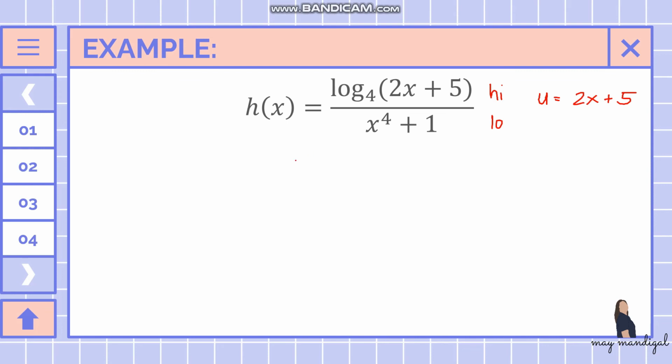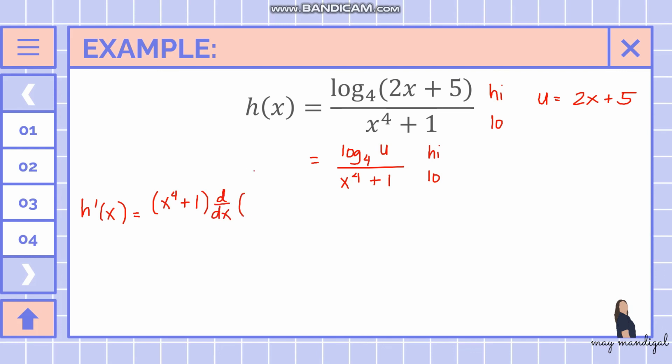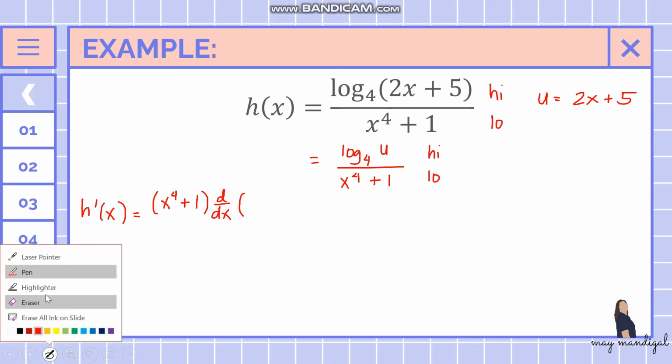And then what we will do is we will have to rewrite this whole thing. So let's just write logarithm of u base 4 all over x raised to 4 plus 1. And then we will now be applying our quotient rule, the low d high minus high d low. So let's write here, h prime of x is equal to low d high, low x raised to 4 plus 1, the derivative of high, so that is, oh, by the way, this one should be u, d over du. Let's erase that.